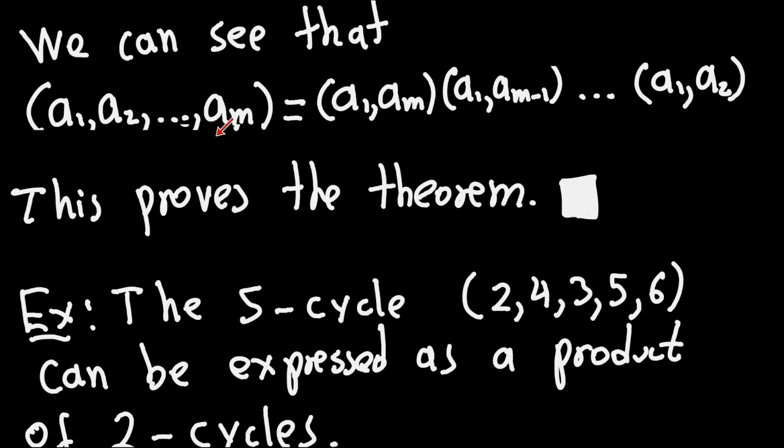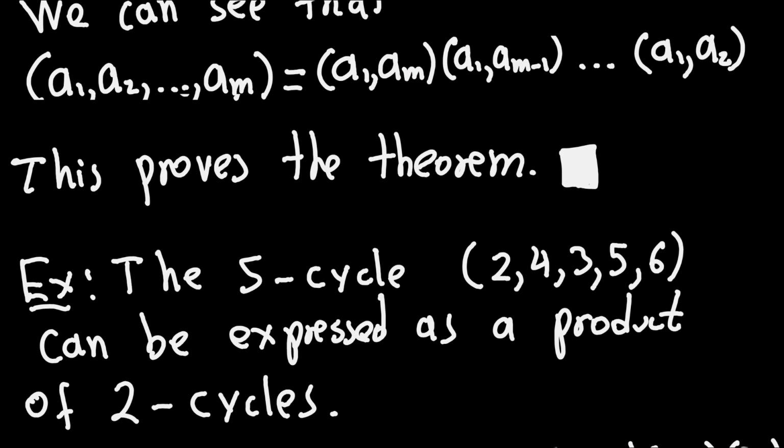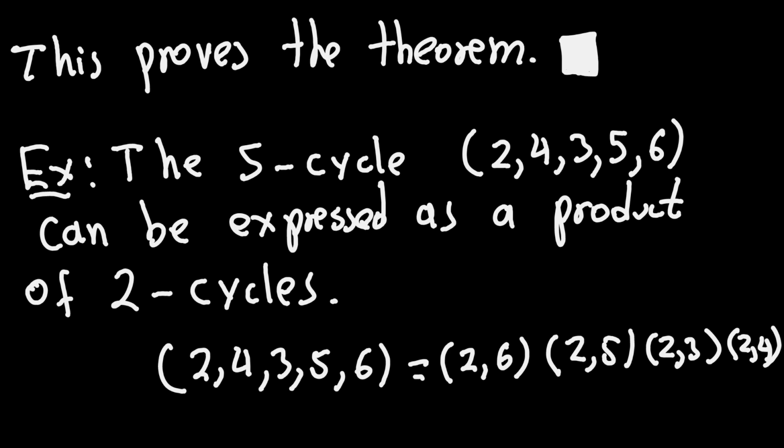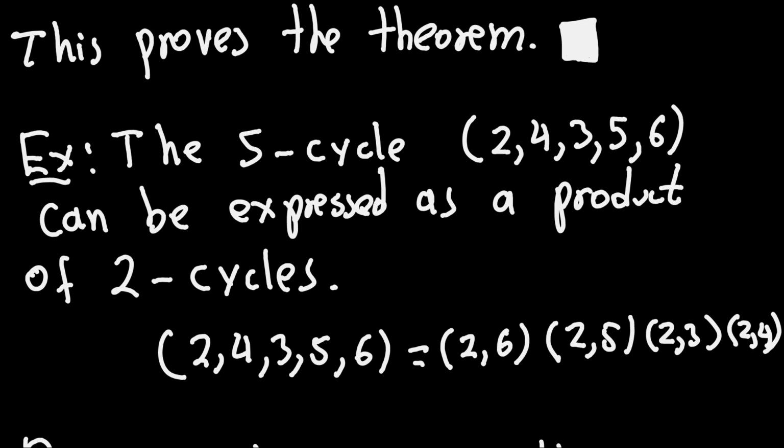Now, I know this might be a little bit difficult to understand, so let me give you an example of how this is going to work. An example is not a proof, but it gives you an idea of how the general proof is going to work. Let's look at this 5 cycle here: (2 4 3 5 6). It's a 5 cycle, let's say, in X6.